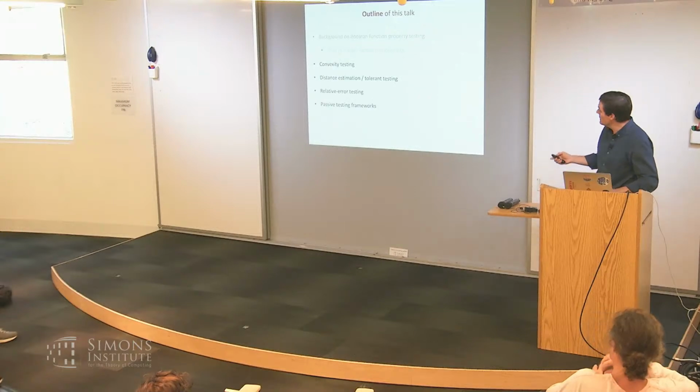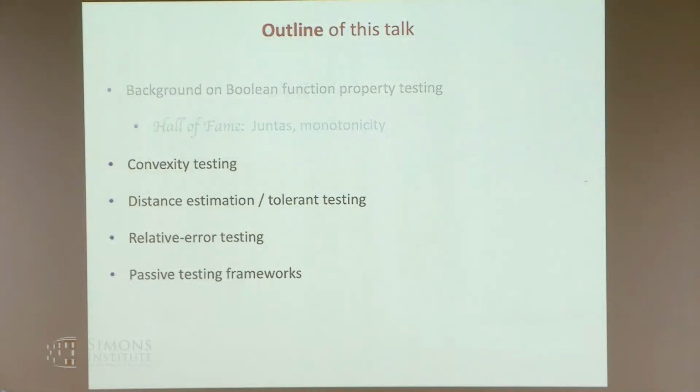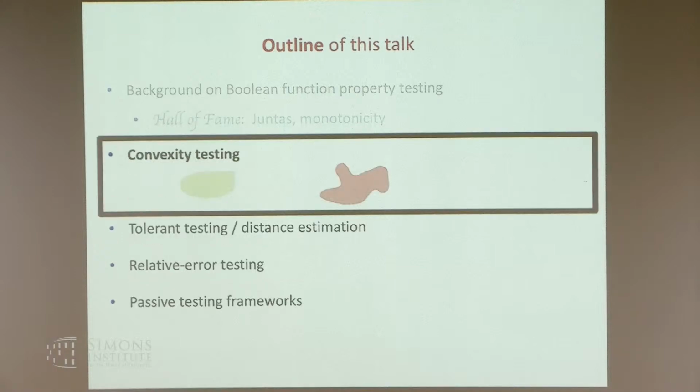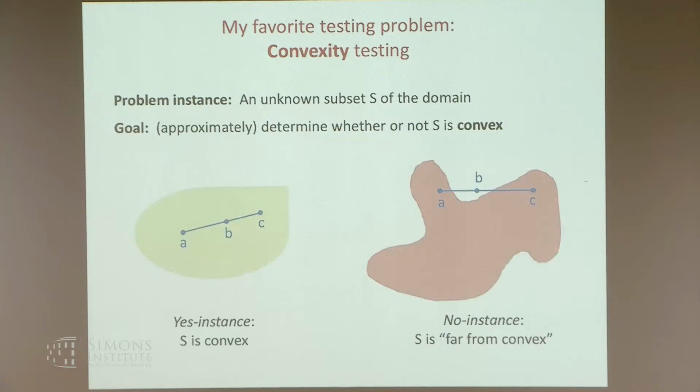So we've seen the basic stuff about Boolean function property testing, and we saw that these problems of junta testing and monotonicity testing live in the Boolean function property testing Hall of Fame. They've been very heavily studied over the years. So next I want to tell you about probably my favorite property testing question. It's this convexity testing problem. I think it also belongs in the Hall of Fame, and that's part of why I'm going to tell you about it, to hopefully convince you that it's an interesting problem and maybe even get you to think about working on it. So, okay, what's up with convexity testing?